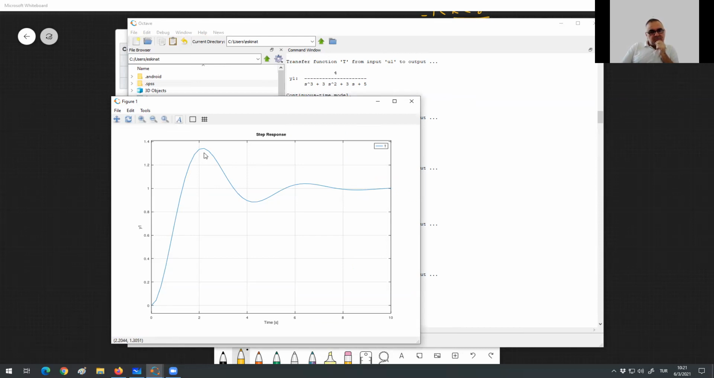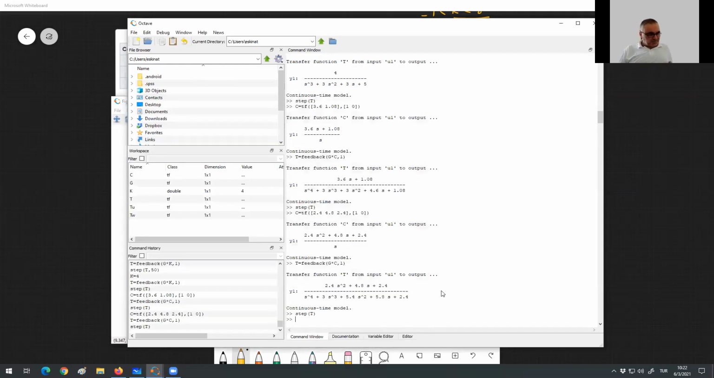PID response, it is much better than PI in the first place. First of all, it has no steady state error, and it settles in 10 seconds instead of 40 seconds. It's much faster. Plus, now the overshoot is like 30%, which is kind of high, but these Ziegler-Nichols settings are not optimized for reference tracking, but rather for disturbance rejection.